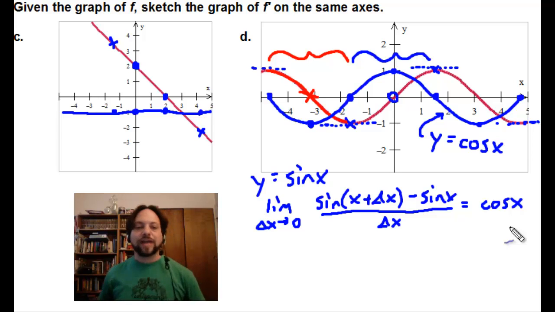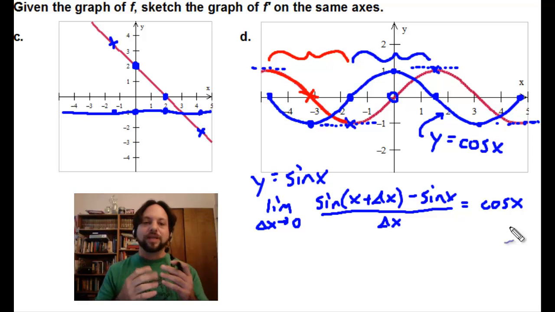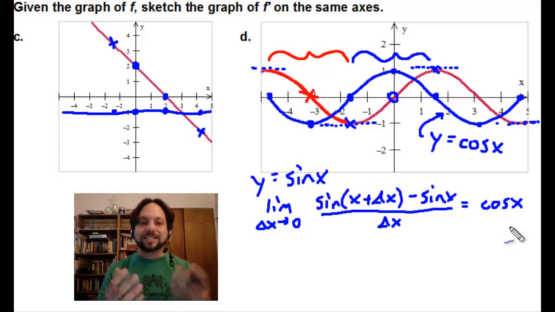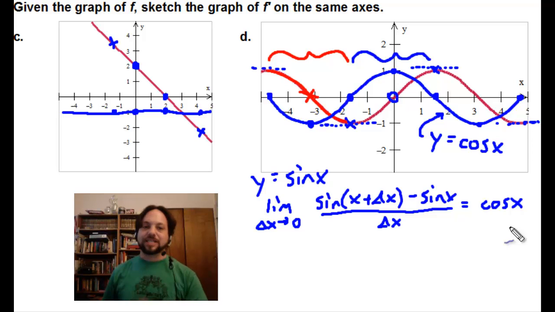So, given all that, let's take a look at 3 more examples in which we're going to try to determine on which intervals the graph is both continuous and also where the graph is differentiable. In other words, where it actually has a derivative. Let's take a look.